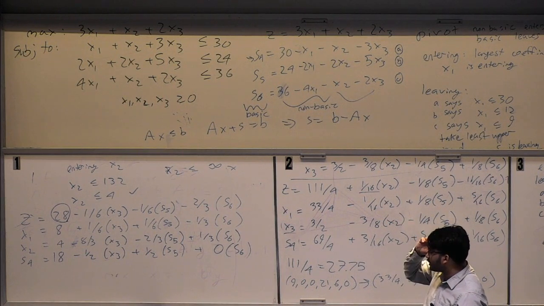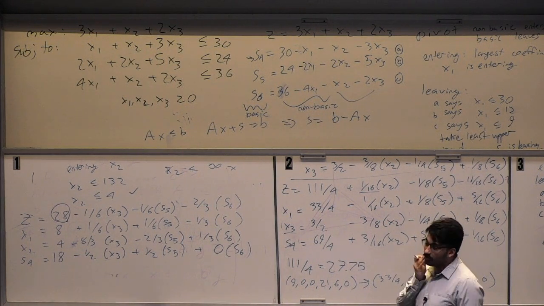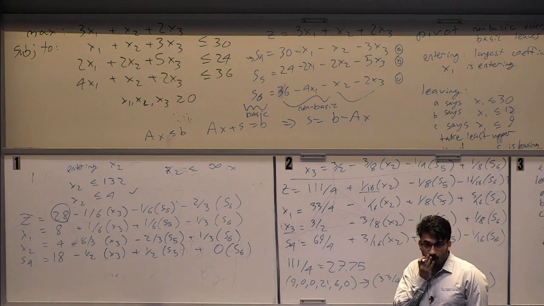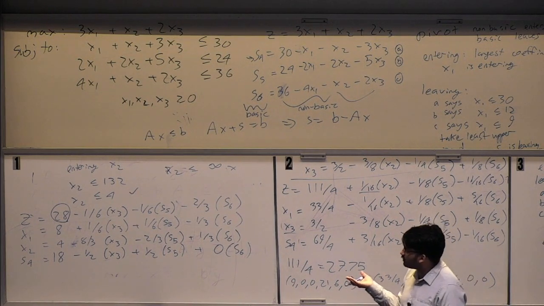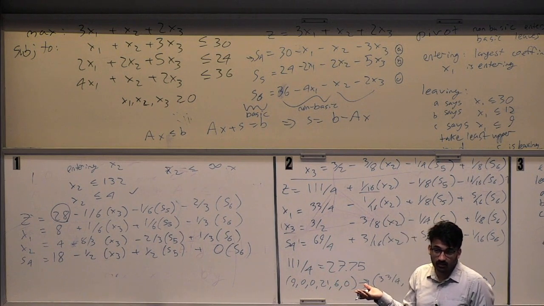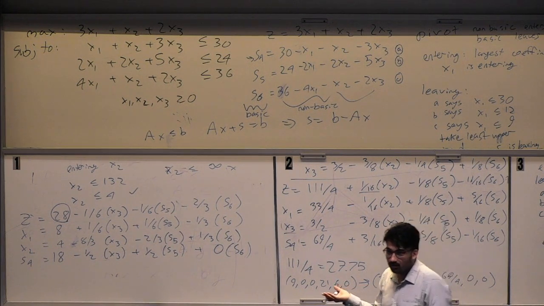Any increase in x3, s5, or s6 will decrease the objective. So we know that the objective function is maximized when x3, s5, and s6 are 0, and so the objective function is just 28, right?